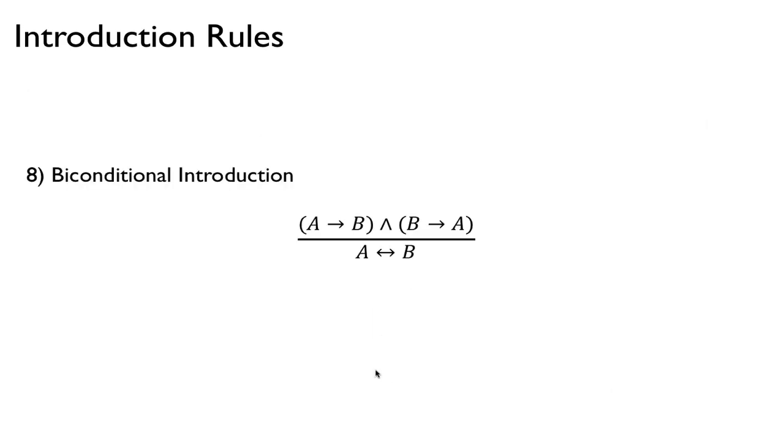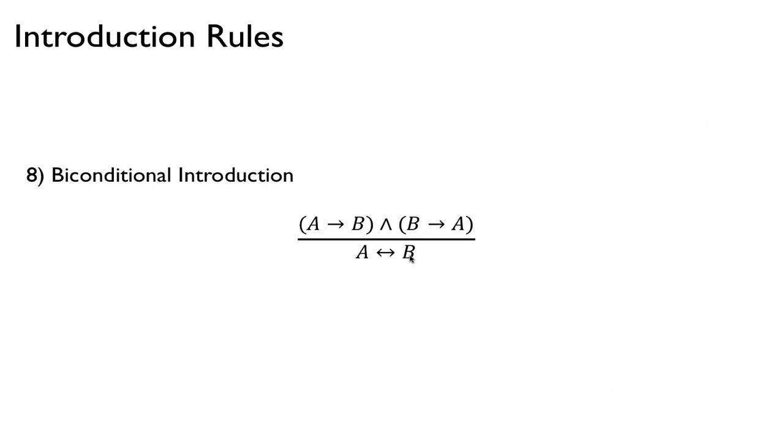So here's the last of the 8 non-hypothetical rules. This is the biconditional introduction. We're trying to introduce the biconditional. If you have A implies B and B implies A, then together we have A biconditional B. So those are the first basic 8 rules.